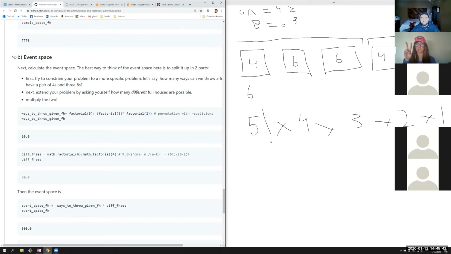I think the key here is, why are they doing factorial 5 for the first one and 6 for the second, right? And so what that means is here they're just trying to pick the slots, the dice.